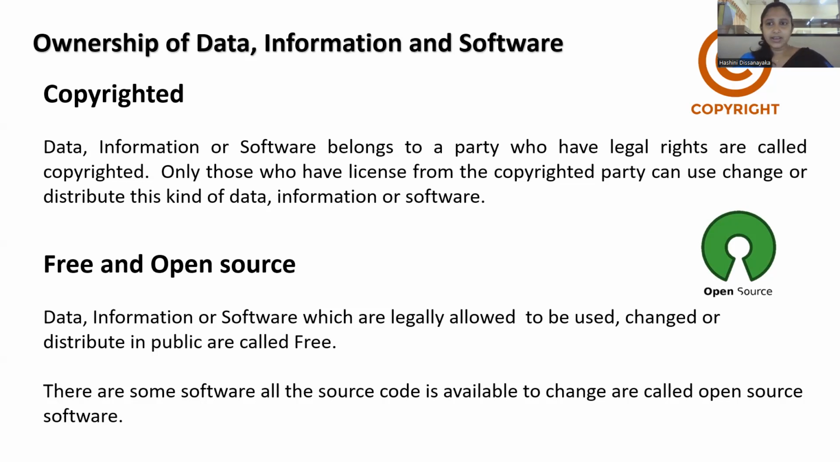That means software already available on the internet, and you can simply download and install it. You need no requirements or assurance about the software, or confirmation to download it. You can simply click download and install it on your machine. Software, data and information that are legally allowed to be used, changed or distributed in public are called free and open source.